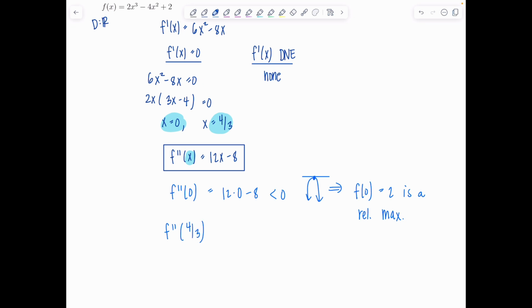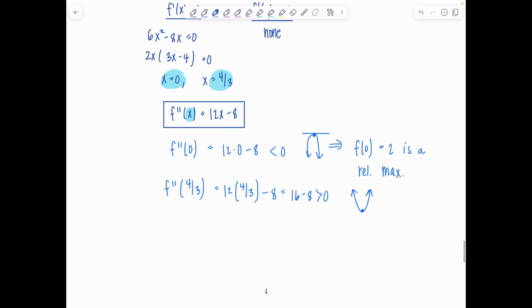So f double prime of 4/3 is going to be 12 times 4/3 minus 8. That's 16 minus 8. That's positive. You don't care what number it is. You just want to know if it's positive or negative. So that tells me the graph's concave up. We're at that critical value, which means, yes, we have a relative min. f of 4/3, whatever it is, I don't feel like plugging it in, is a relative min.